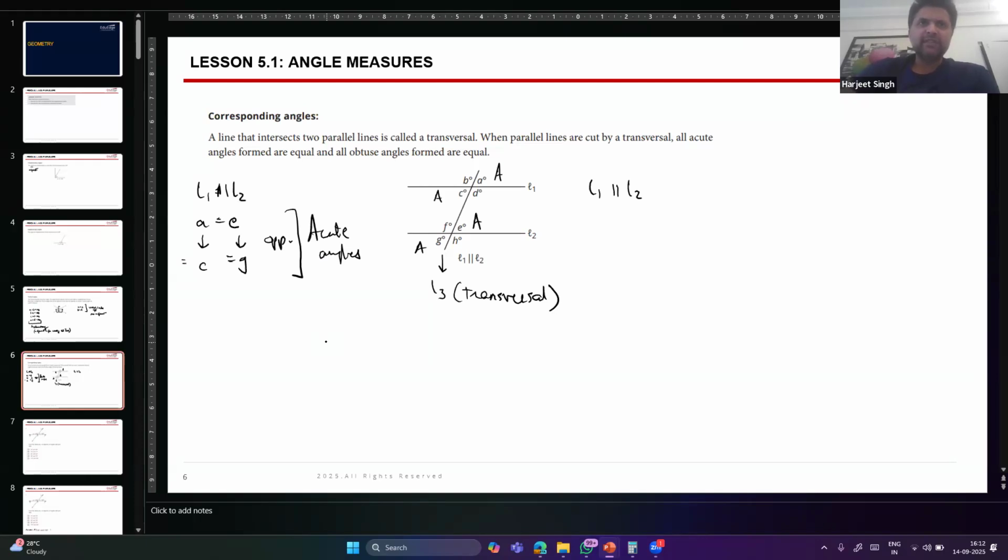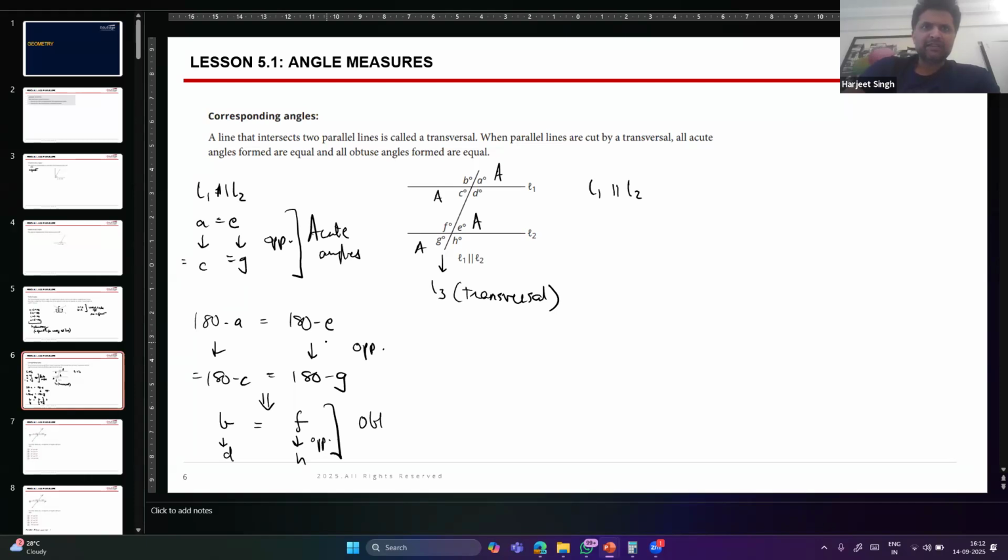And similarly, since the other angles, which are obtuse angles, are supplementary to all these, clearly 180 minus A will be equal to 180 minus E will be equal to 180 minus C will be equal to 180 minus G. And hence we can conclude that B is equal to D, and B is also equal to F, and F is equal to H. So all your obtuse angles are also equal.